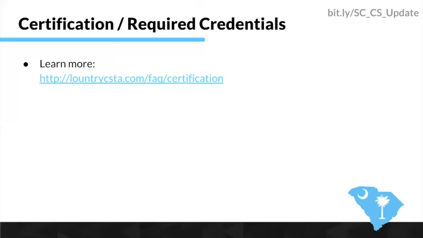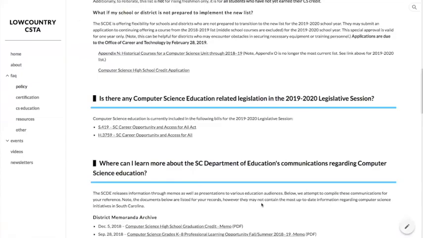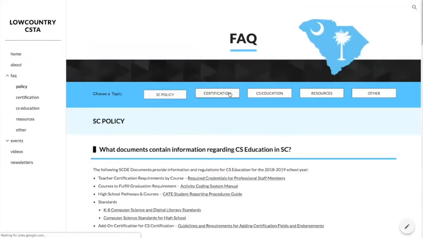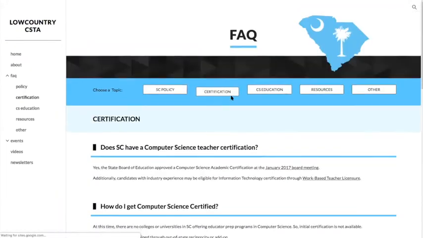So that brings us to the certification and required credentials to teach computer science. There's a ton of questions about this. People want to know what's going on. This is one of those hot topics, what's happening with certification. So let's take a look again at our website. There's a tab at the top for certification when you're on the frequently asked questions.